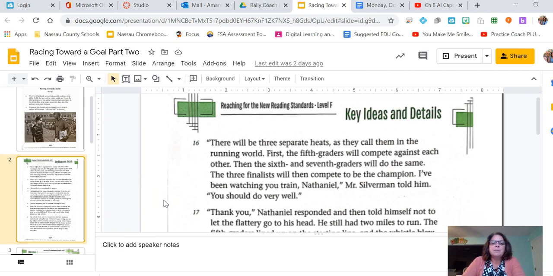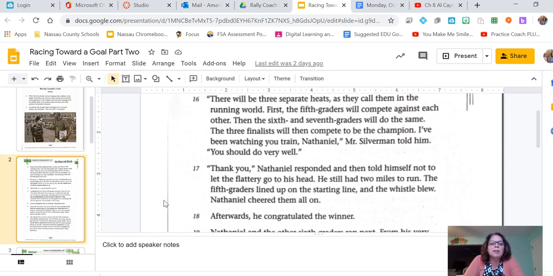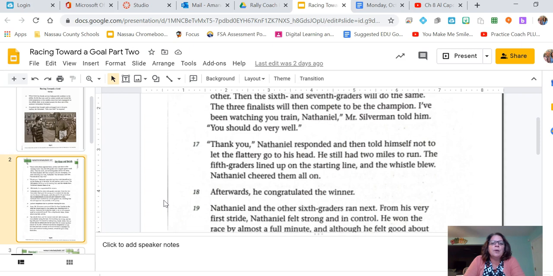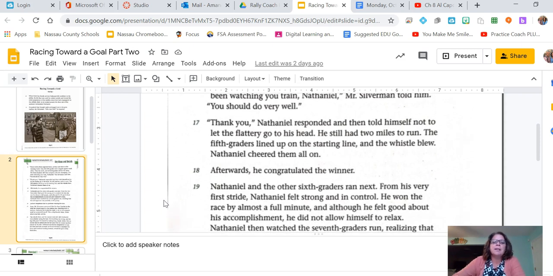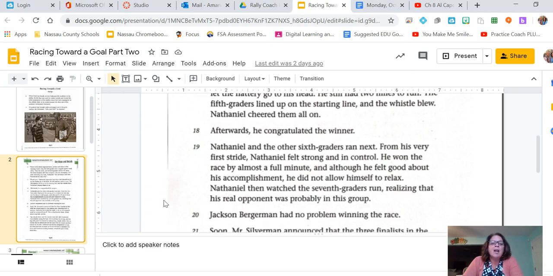"Thank you," Nathaniel responded, and then told himself not to let the flattery go to his head. He still had 2 miles to run. The fifth graders lined up on the starting line, and the whistle blew. Nathaniel cheered them all on. Afterwards, he congratulated the winner. Nathaniel and the other sixth graders ran next. From his very first stride, Nathaniel felt strong and in control. He won the race by almost a full minute, and although he felt good about his accomplishment, he did not allow himself to relax. Nathaniel then watched the seventh graders run, realizing that his real opponent was probably in this group. Jackson Bergman had no problem winning the race.